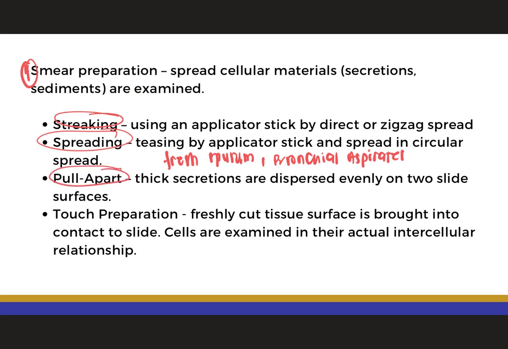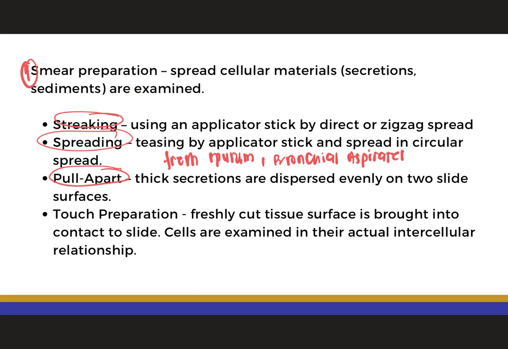So next is your pull apart. This is done by placing a drop of secretion or sediment upon one slide and facing it to another clean slide, so the material disperses evenly over the surface of the two slides. The two slides are then pulled apart with a single uninterrupted motion, and the specimen is placed under the microscope for immediate examination or applied with vital stains. Please remember that slight movement of the two slides in opposite directions may be necessary to initiate the flow of your materials.